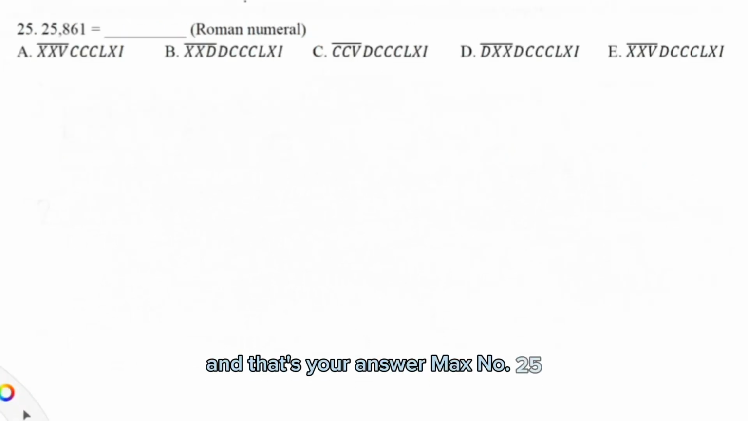Next, number 25. 25,861 equals what in Roman numerals? Alright, so for Roman numerals, you first need to know 2 things: what each Roman numeral means, and the rules of 4s and 9s.